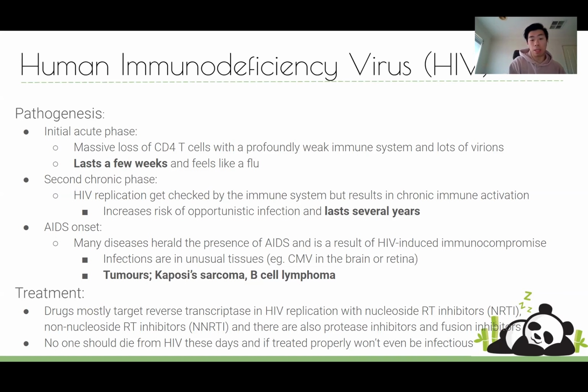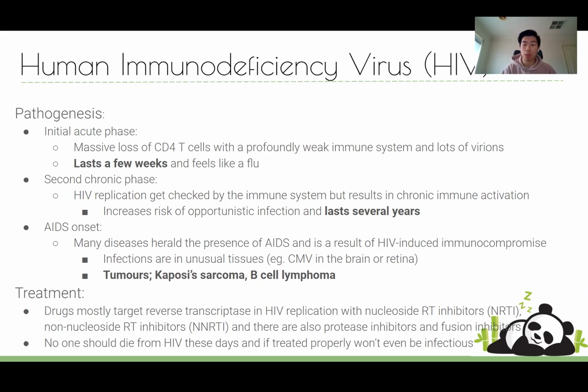This lasts years and it can increase the risk of opportunistic infections. And then at the end, you have AIDS onset, and it's heralded by the presence of AIDS-specific diseases or infections that are kind of not what you'd expect. So infections that are in weird tissues, for instance, cytomegalovirus in the brain or the retina, are heralds of AIDS. There's a bigger list in the speaker notes if you wanted to look at it. I didn't think it was that important. Basically, if you have an infection of a weird bit, it's like AIDS.